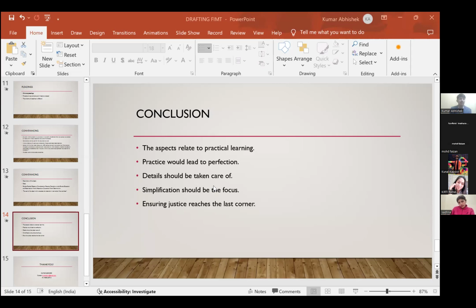And then we should understand that we are in a very noble profession. This profession is not focused on the individual. Our growth is obviously important, but our growth should not be at the cost of the litigant or the client that we are representing. So paramount importance should be given to the interest of the client. Therefore, your work should keep in mind the last person who would be affected by your actions, and that is important. So you should focus on simplification. In that way only, you will ensure that you are simple, you are clear, and at the same time, you are ensuring that justice reaches the last person in the spectrum.